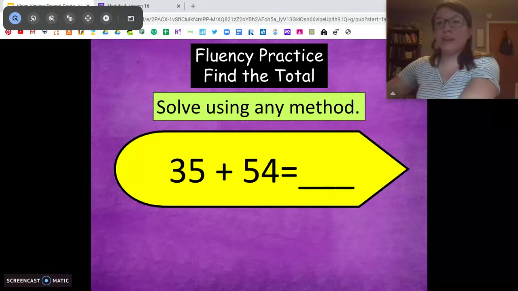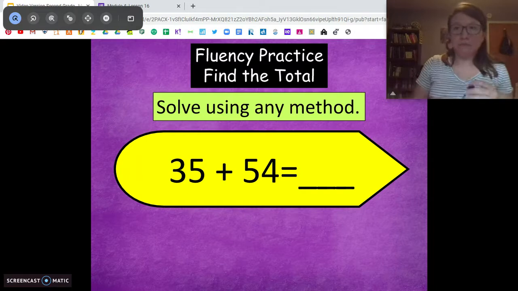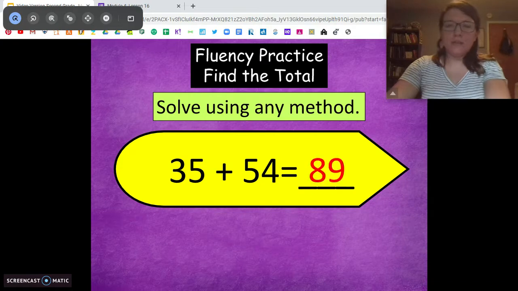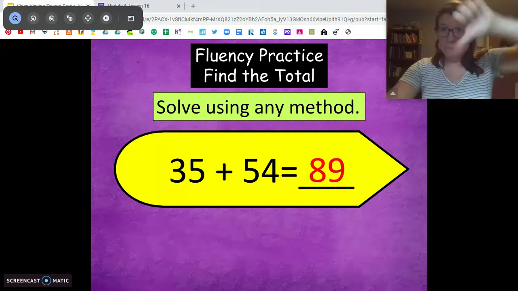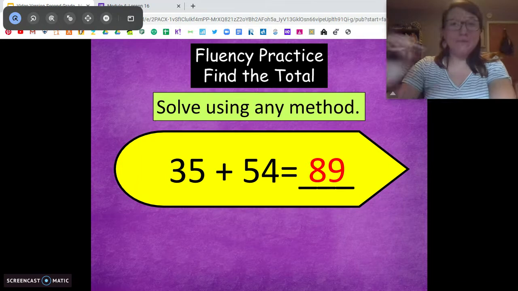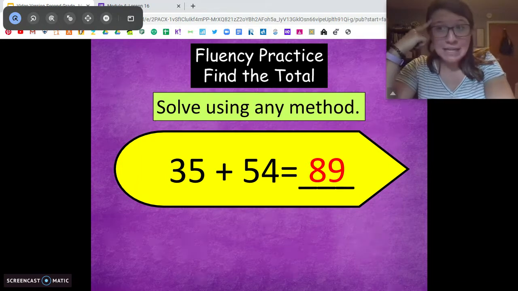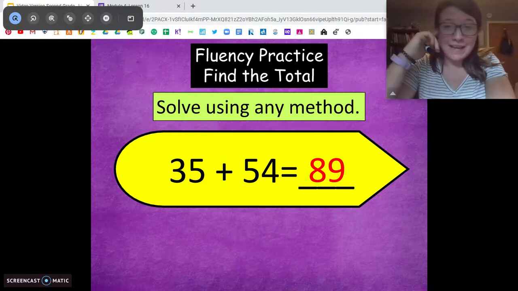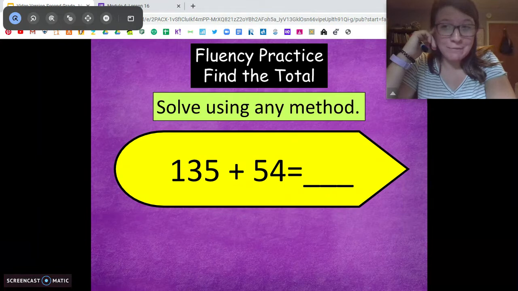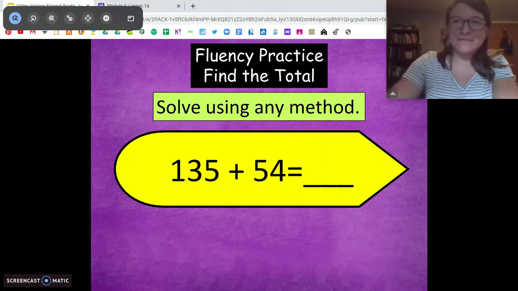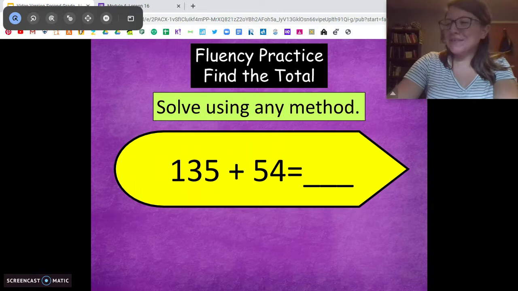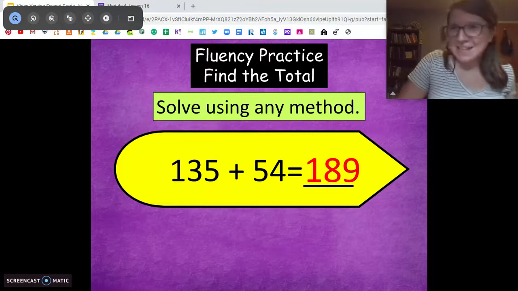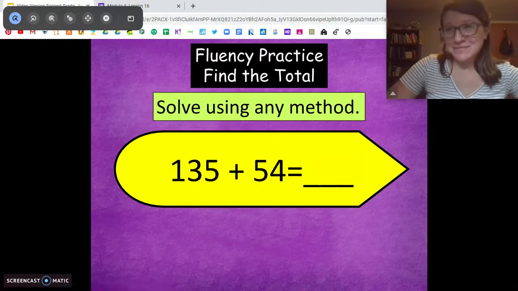Go ahead and pause the video and solve. Ready? You should have gotten 98. Thumbs up. Good job. All right. Again, you're going to notice a similarity. You're going to notice a pattern. So 35 plus 54 is 98. What's 135 plus 54? Wink, wink. Go ahead, pause the video and solve. You should have gotten 198. Notice the similarity? Just 100 more.